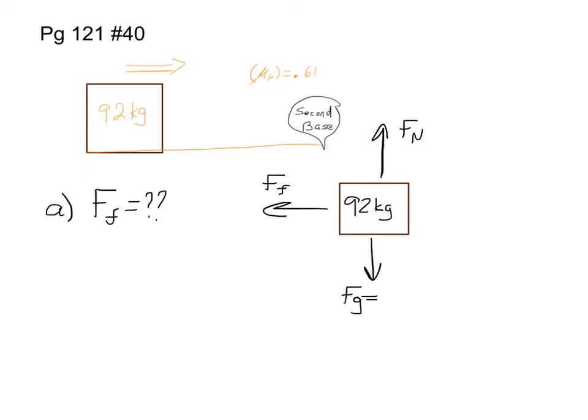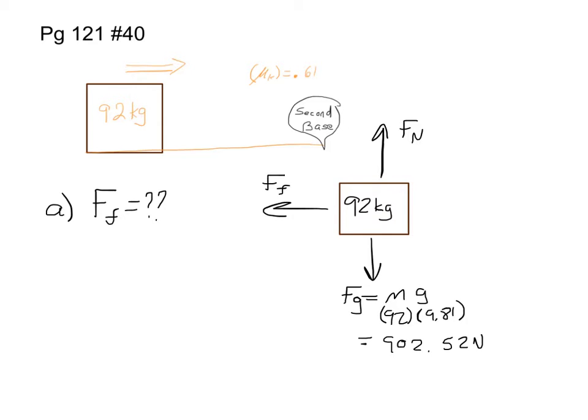Now the force of gravity is just his mass times his gravity, which is 92 times 9.81. So his force of gravity is going to be 902.52 newtons. Pointing down, I don't have to put the negative because I already have the arrow. And these are all his forces.